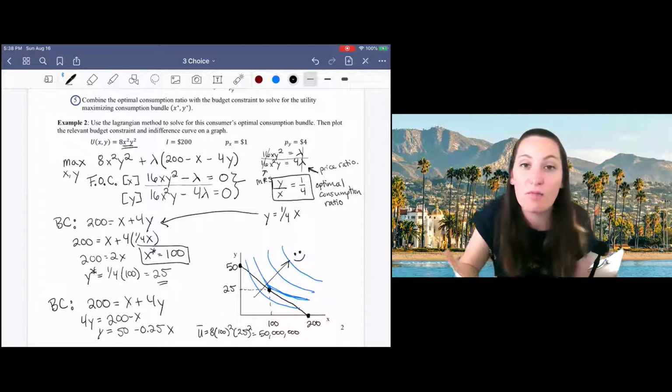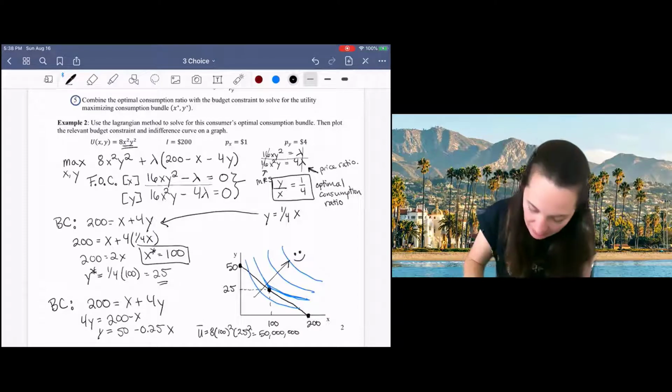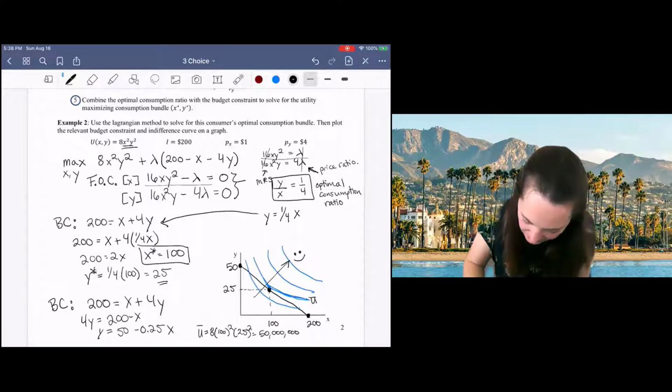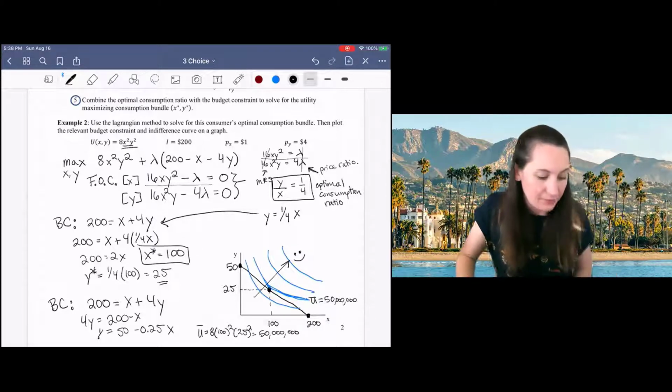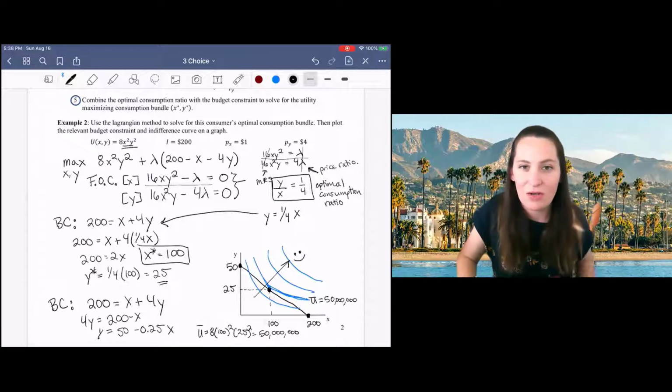Okay, remember that number is kind of meaningless apart from the fact that it indicates that we're on this specific indifference curve. All right, good. So we're done.